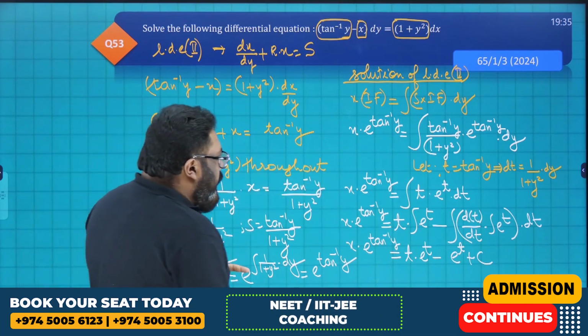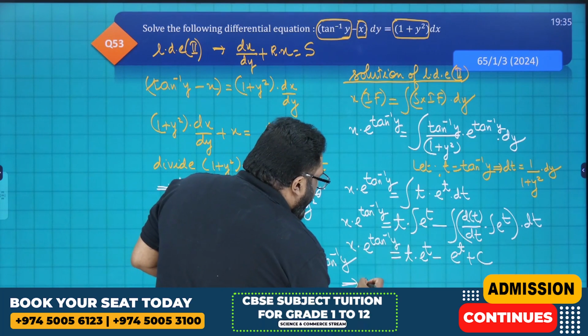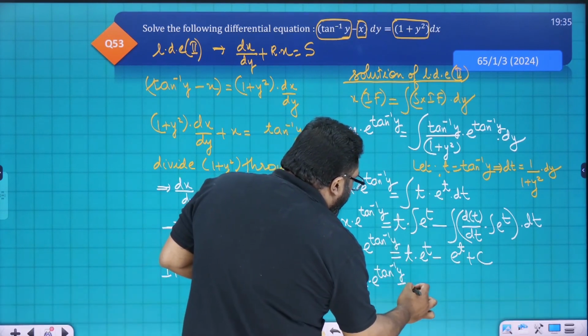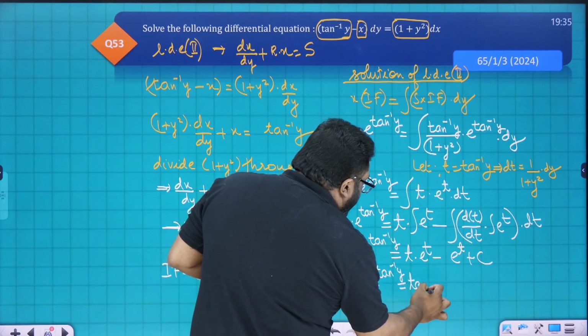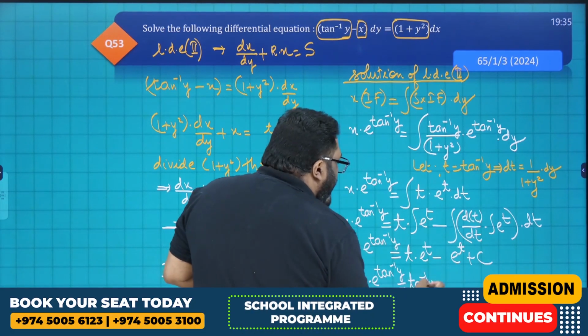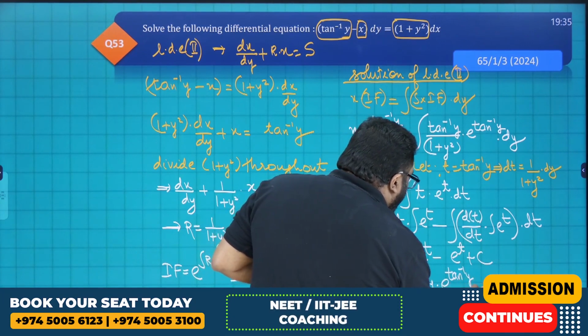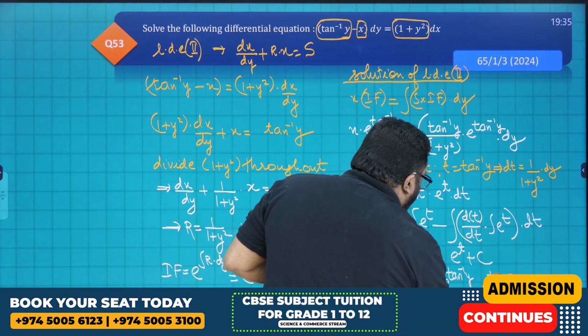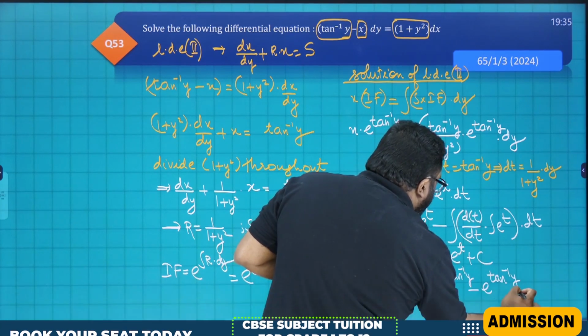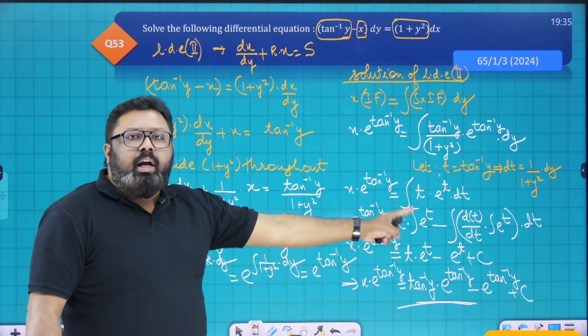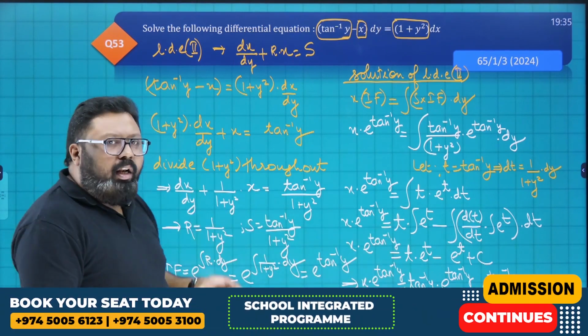t is equal to tan inverse y. So the final answer is x into e raised to tan inverse y equals tan inverse y into e raised to tan inverse y minus e raised to tan inverse y plus c. Answer over. So this is the final answer, my dears. I hope everybody is clear with this question.